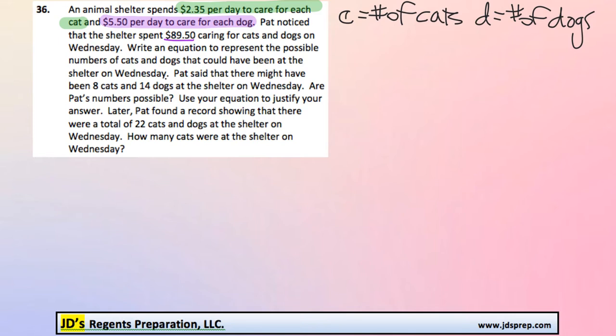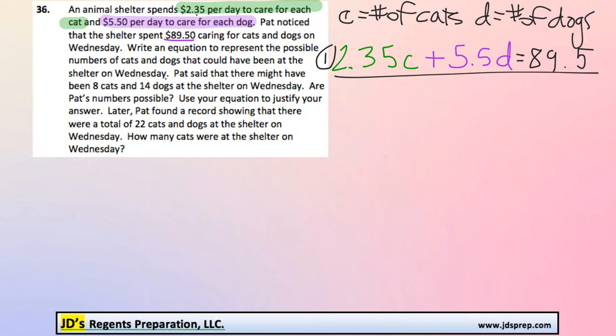And we know that for the day it's $2.35 per cat. So we'll do 2.35 times C, and then we'll add the 5.50 per day for each dog. So we multiply that by D. And we know that the shelter spent combined a total of $89.50, or just 89.5. So that is our first problem done.